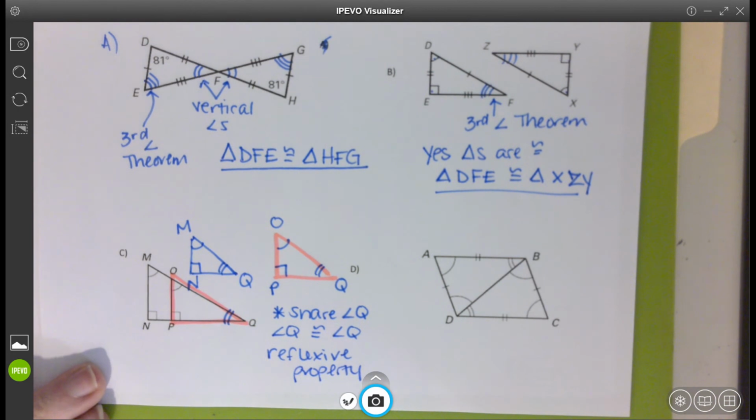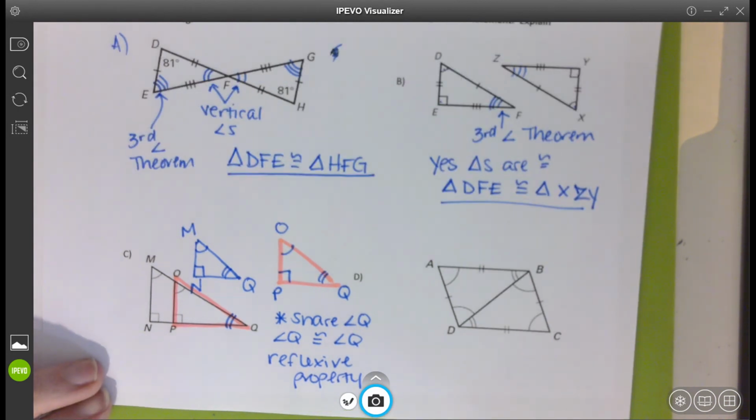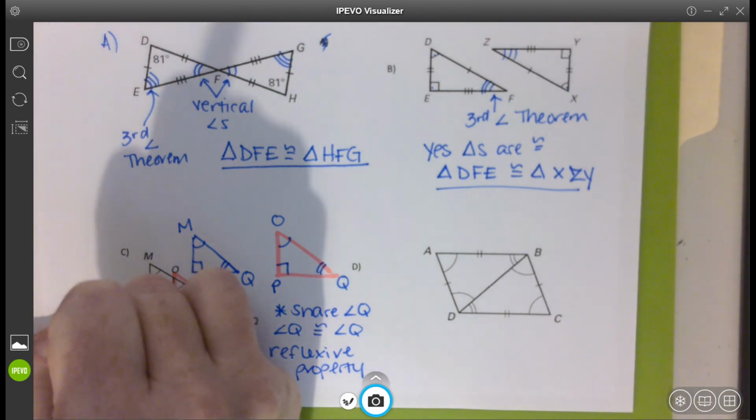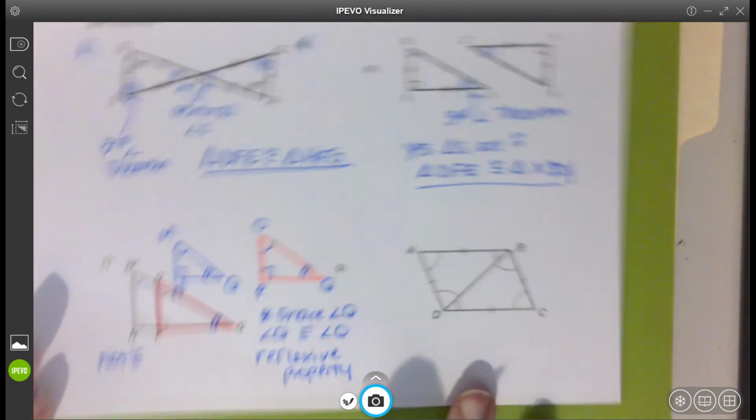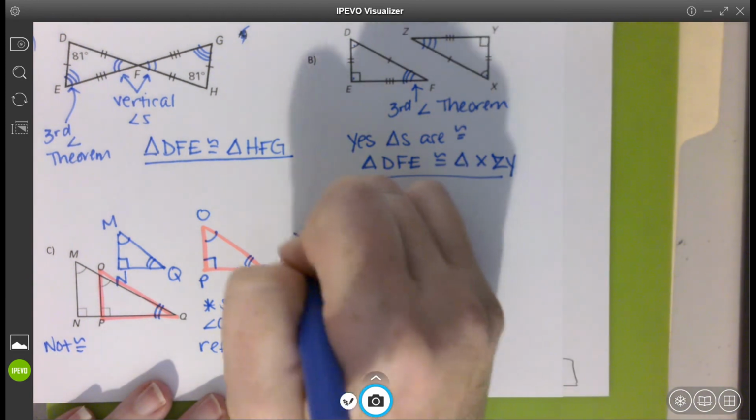Now, are the triangles congruent? Do we have 3 pairs of congruent angles? Yes. But do we have 3 pairs of sides? No. So these are not congruent. All right, the last one.